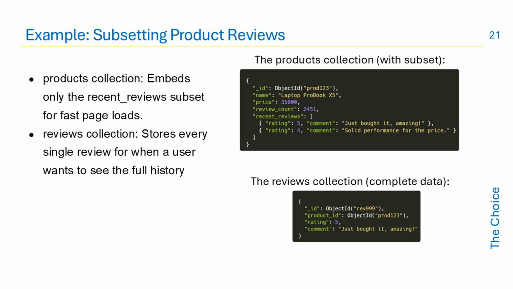When a new review is submitted, the application must perform two operations. First, it inserts the new review into the main reviews collection. Second, it updates the recent reviews array in the products document, pushing the new review in and removing the oldest one to maintain the subset size. This complexity on the write path is the price we pay for highly optimized read performance for our most common use case.